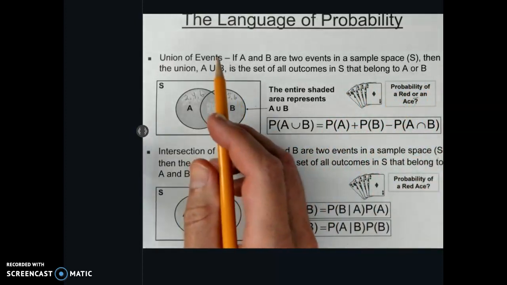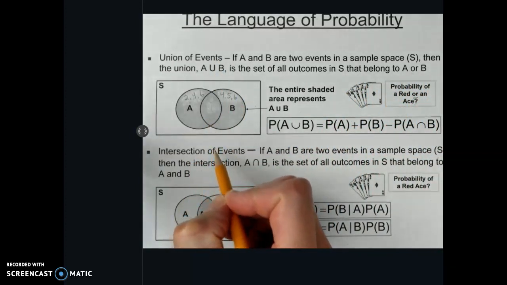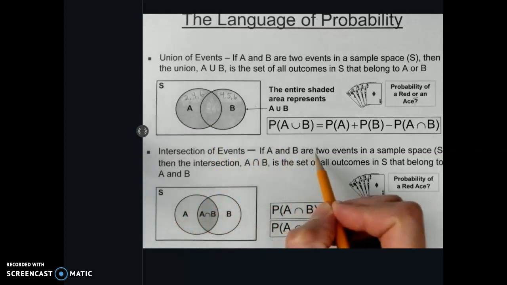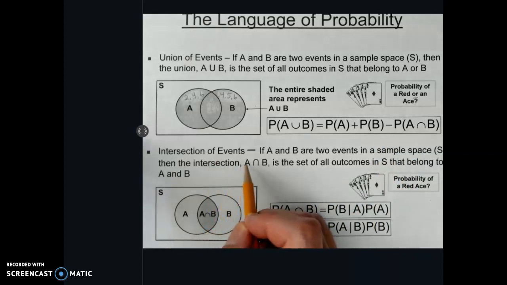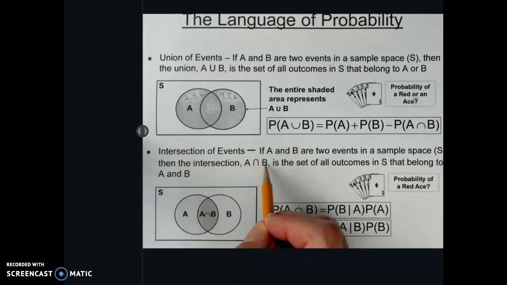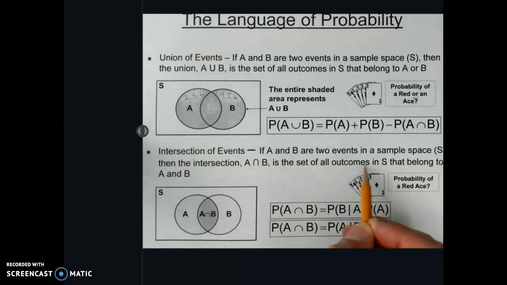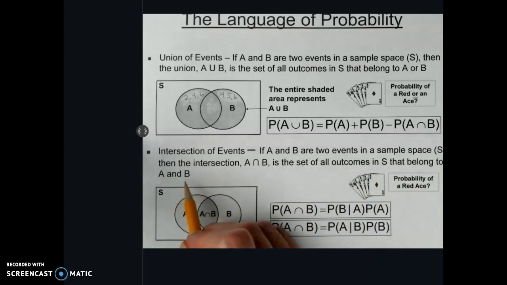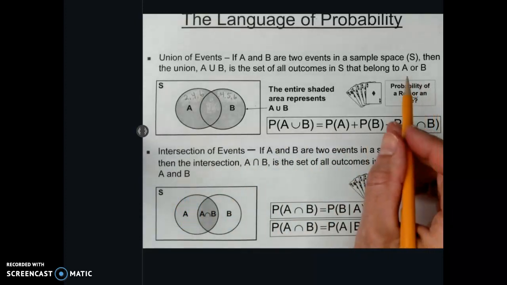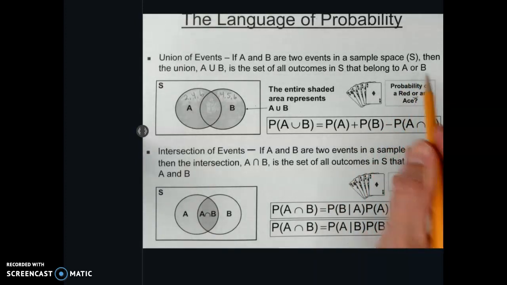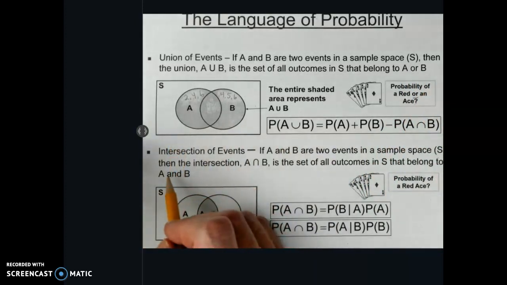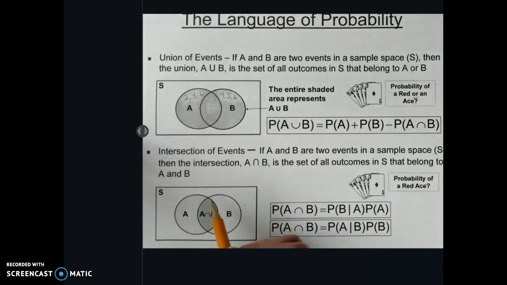Contrast the union of events with the intersection. This says if A and B are two events in a sample space, then the intersection A intersecting B is the set of all outcomes in the sample space that belong to A and B. You see the difference here? With the union, it's those outcomes in the sample space that belong to A or B. Here it's those elements in the sample space that belong to A and B.